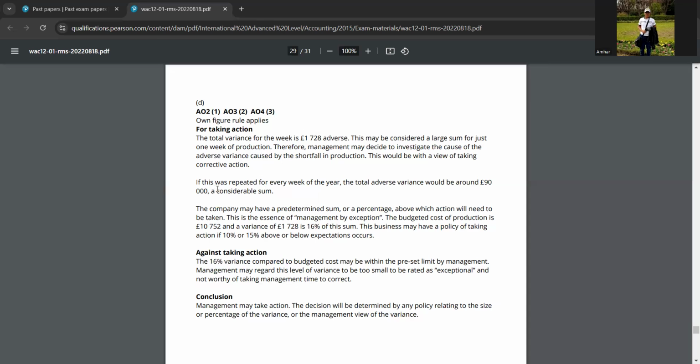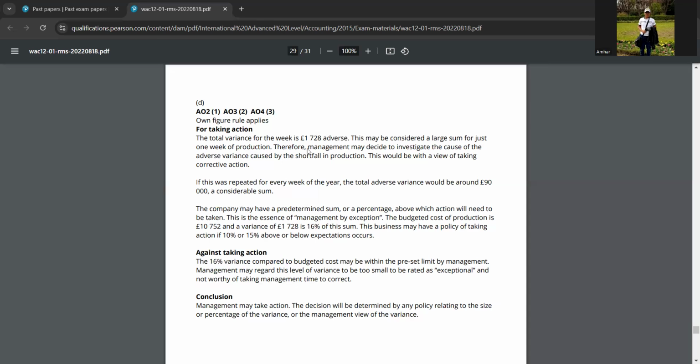In the second part, they are saying if this was repeated for every week of the year, the total adverse variance would be around 90,000, a considerable sum. So there are 52 weeks in a year, right? If this is repeated every week of the year, then it's a huge sum, which is 90,000. That is what they're saying. Did you understand that part? Yeah, I understand that part. Okay.